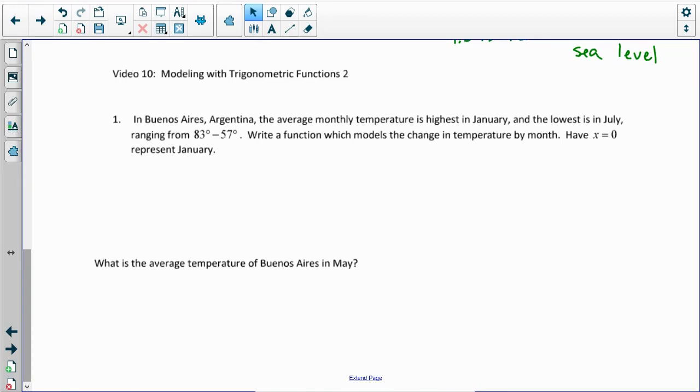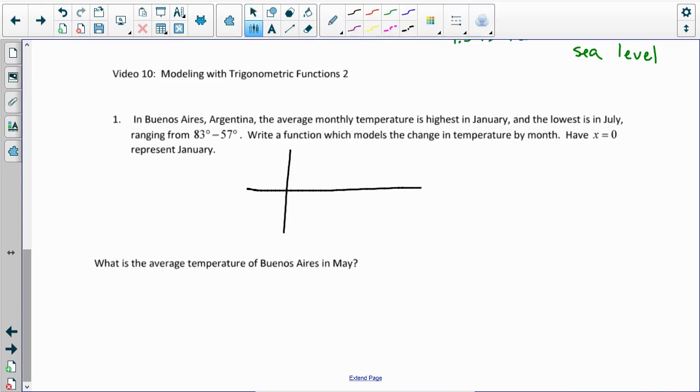We're going to model with trig functions some more. In Buenos Aires, Argentina, average monthly temperature is highest in January, and that makes sense because it's south of the equator. And we're saying that it varies sinusoidally, or else we wouldn't be graphing these things.